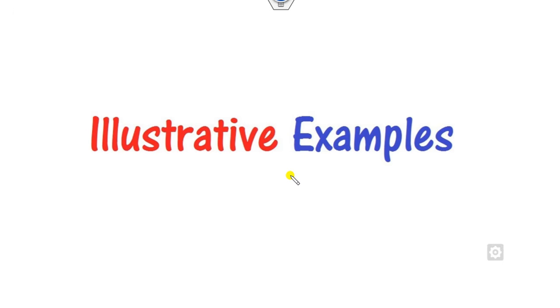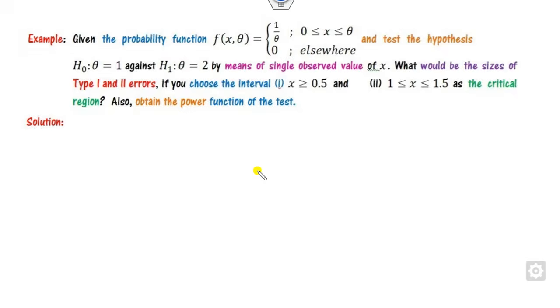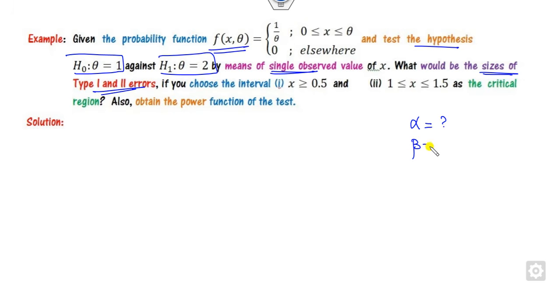So let's say we will discuss these 6 examples so that you may understand them in a very shortcut-tricks way as well as a simple manner. Say you have some probability density function here. You have to test the hypothesis H0 against H1 by means of a single observation. What will be the size of the type 1 and type 2 errors? It means your target is to find the value of alpha and beta by choosing the critical region as this and this. Also obtain the power function.